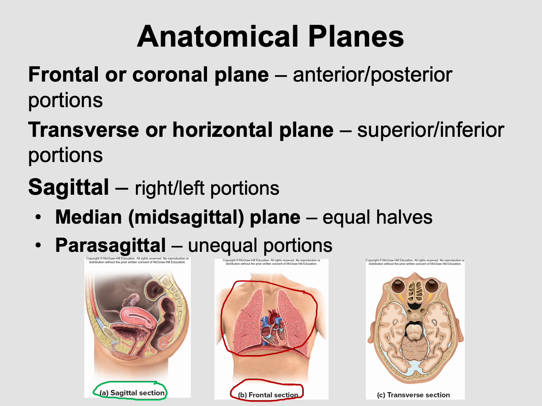This is a sagittal cut of the pelvic region of the female body. Also, we've got two different sagittal planes. So we've got the median or the mid-sagittal plane, which is basically dividing the body into equal halves. On the other hand, the parasagittal plane divides the body to right and left in unequal portions.